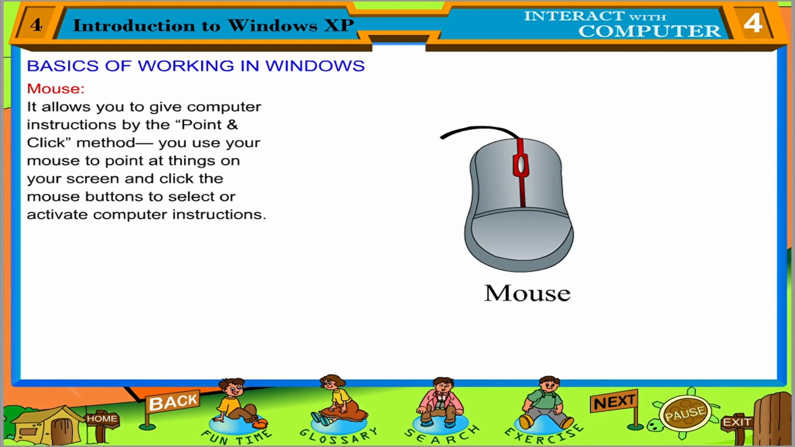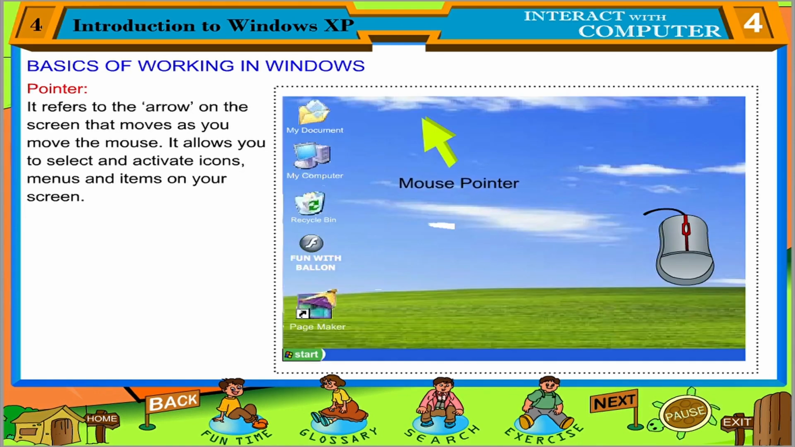Basics of working in Windows. Mouse. It allows you to give computer instructions by the point and click method. You use your mouse to point at things on your screen and click the mouse buttons to select or activate computer instructions. Pointer. It refers to the arrow on the screen that moves as you move the mouse. It allows you to select and activate icons, menus, and items on your screen.